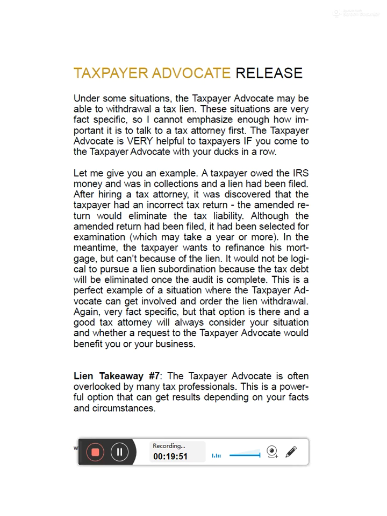I got a lower interest rate offer and I want to refinance my mortgage, but they can't because of the lien. Logically, you could pursue a lien subordination, but that wouldn't be necessary because the tax debt really isn't valid because of the amended return. So this is a perfect example where the taxpayer advocate could get involved, say, hey, yeah, this makes a lot of sense. I'm going to order the lien withdrawn.